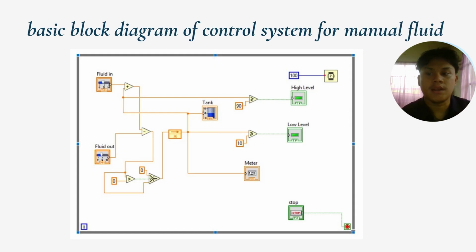So this is the basic diagram. We can see here fluid in and fluid out, which control the flow of liquid into and out of the tank. The tank functions to store the fluid, with a level indicator and high and low level indicators. This will check if the fluid is too high or too low. The meter displays the current level of the tank. The stop button stops the process. So the system monitors the fluid level and ensures it stays within limits by controlling inflow and outflow.